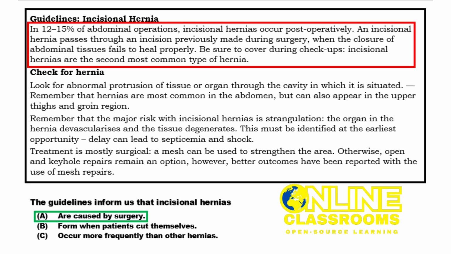C. Occur more frequently than other hernias. The guidelines do not provide information about the relative frequency of incisional hernias compared to other types of hernias. Therefore, it cannot be concluded from the provided information that incisional hernias occur more frequently than other hernias. Option C is also incorrect. In summary, the guidelines clearly state that incisional hernias are caused by surgery, making option A the correct and supported choice.